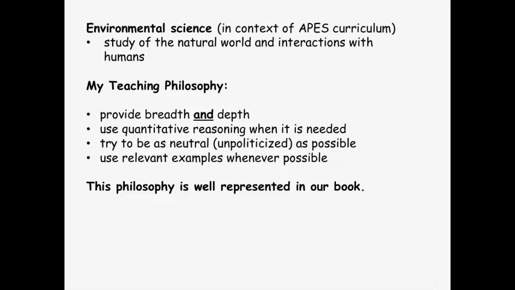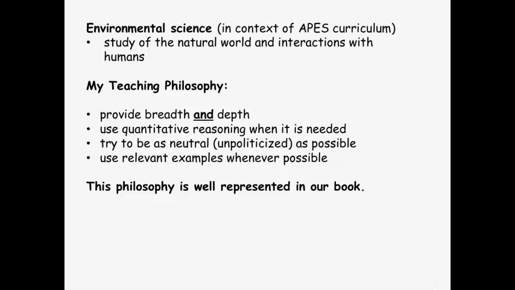I like to use quantitative reasoning when it's needed. I like to show people that you can do a calculation and figure out which has a greater energy impact, driving your car a certain distance or sitting at home with the air conditioner on. You can do those kind of calculations, and those are things that are needed in environmental science. And they're also quite useful in the AP Environmental Science course. I try to be as neutral or unpoliticized as possible. I know that's not always possible to be completely neutral, but I try very hard. And whenever I can, I use relevant examples, and that's what we'll be talking about today.